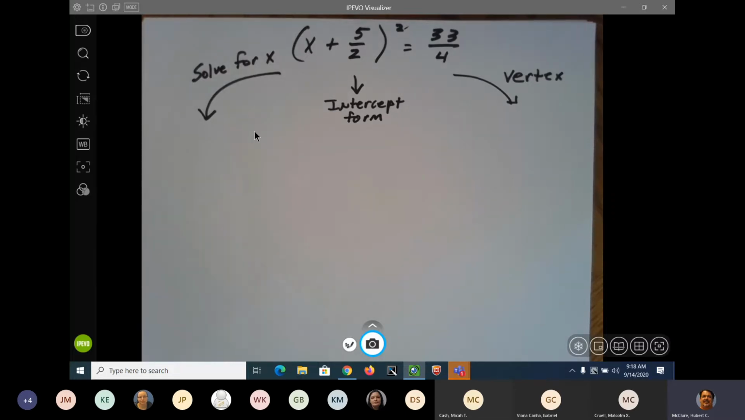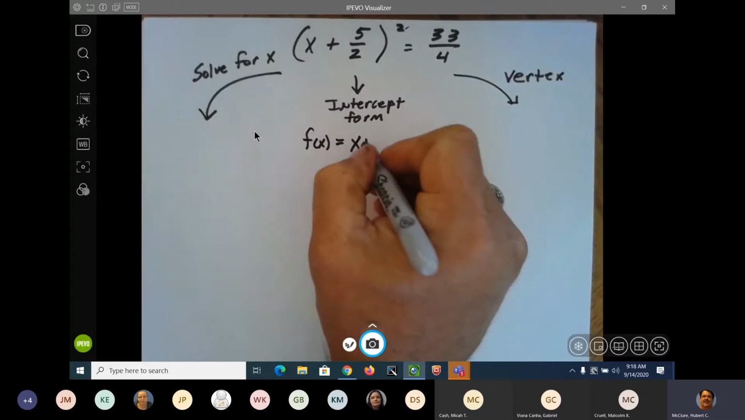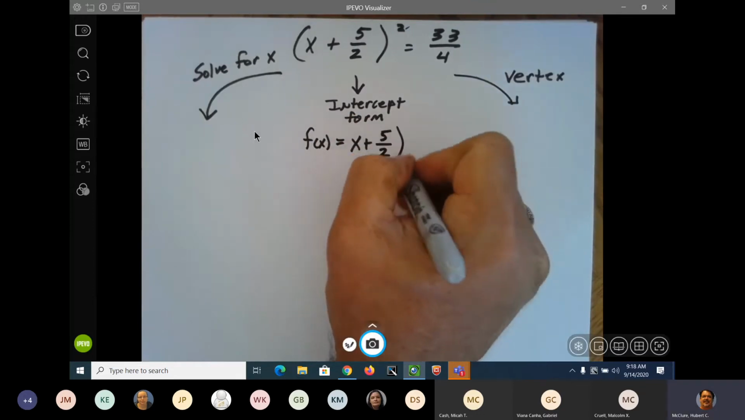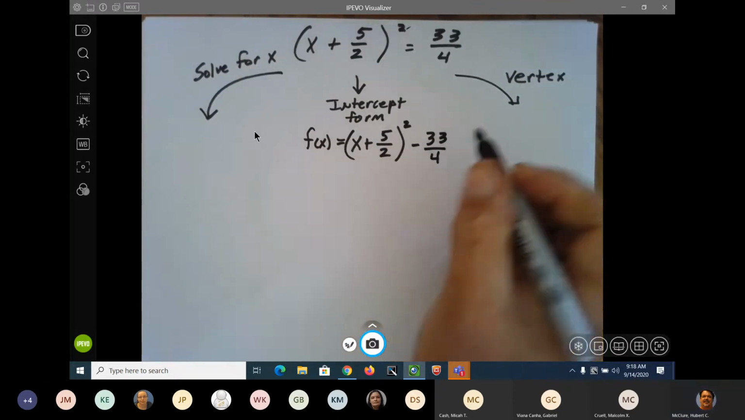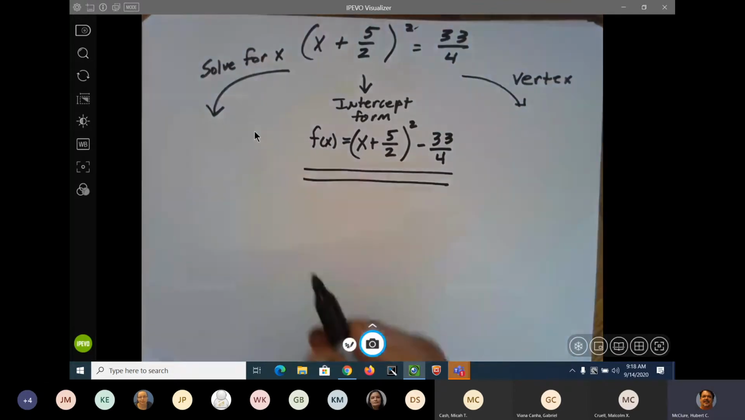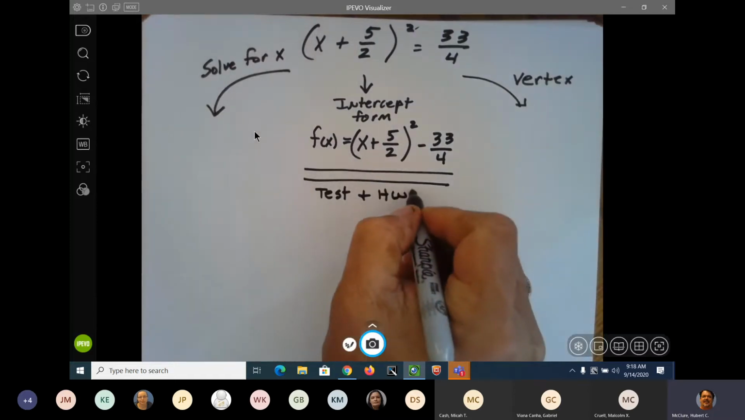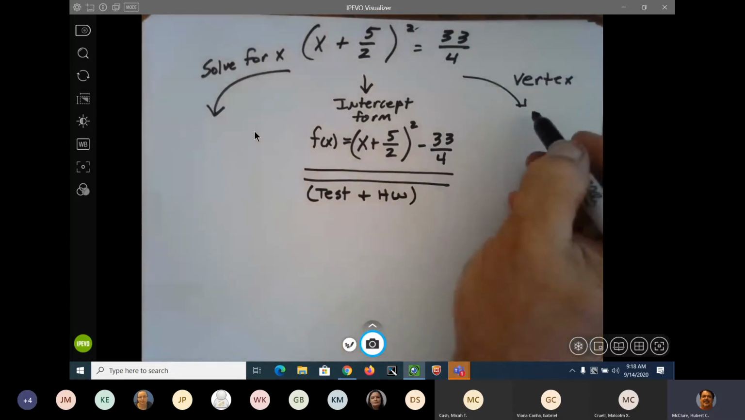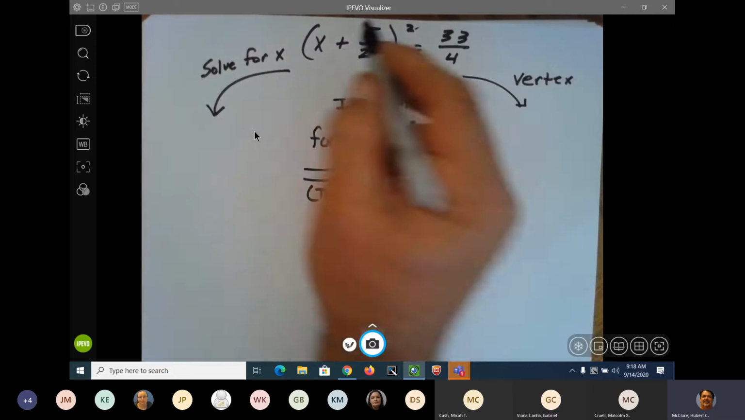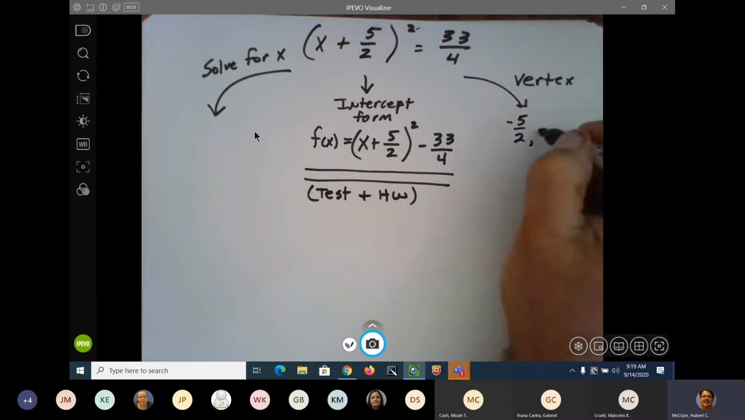I feel so unappreciated. All right, so vertex form will be f of x is equal to (x + 5/2) quantity squared minus 33/4. And that's for test and homework. I could care less about this, okay? Because to me, all you got to do is find the vertex. The vertex is the opposite of this, negative 5/2, and the opposite of this.